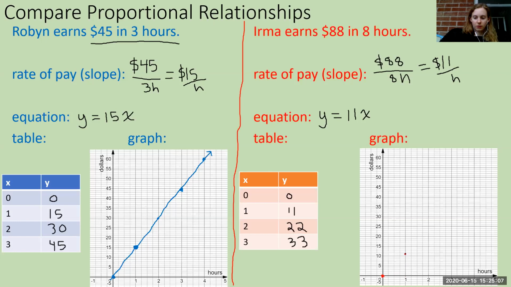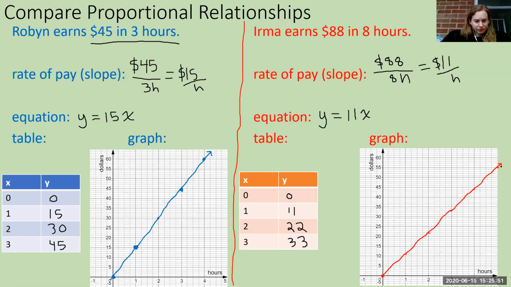It's a little bit fainter, but we can see it. 2 hours, it's going to be $22. 3 hours is going to be $33. Make sure I'm picking the right point here. 4 hours is going to be $44. 5 hours would be $55. I can squeeze that onto this graph. There we go. Okay, and again, I can connect these into a roughly straight line. There we go.